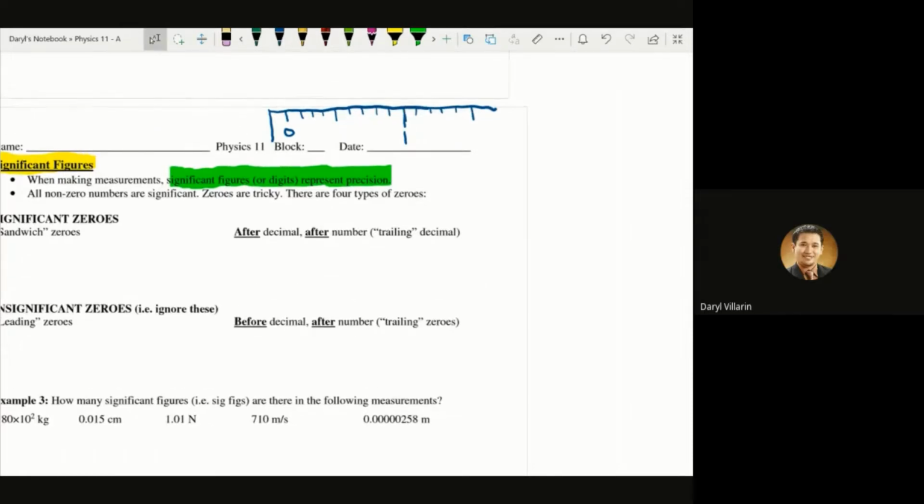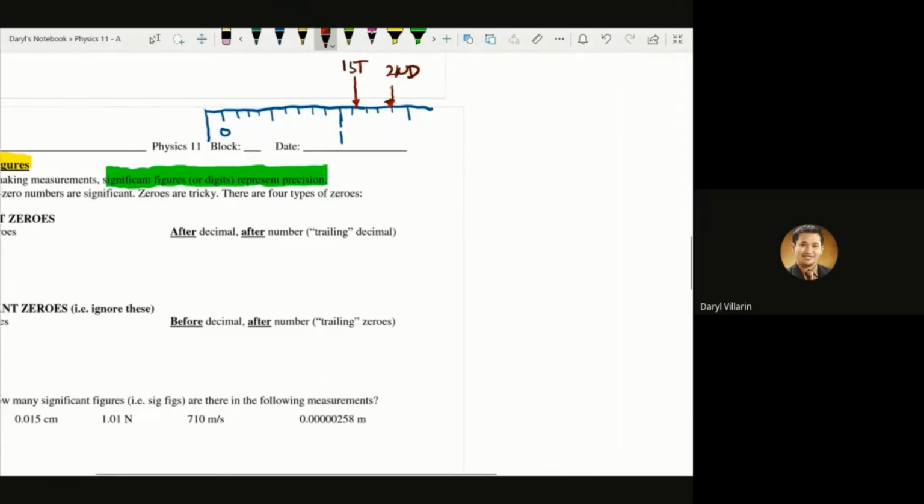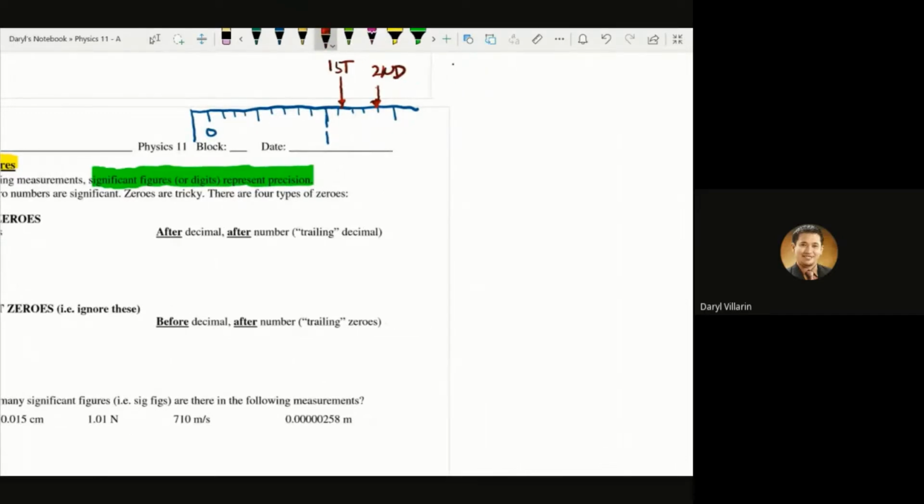So let's say, for example, in your first reading, you get a reading that lies here, okay? And then let's say you have another reading which lies here, okay? So how would I record my measurement in this first and the second one?